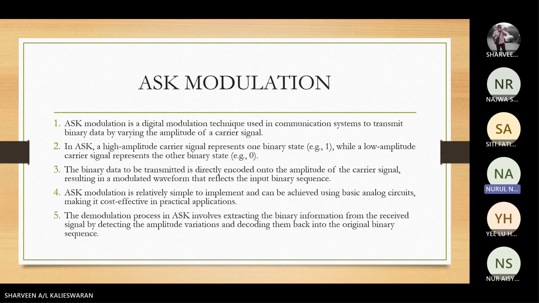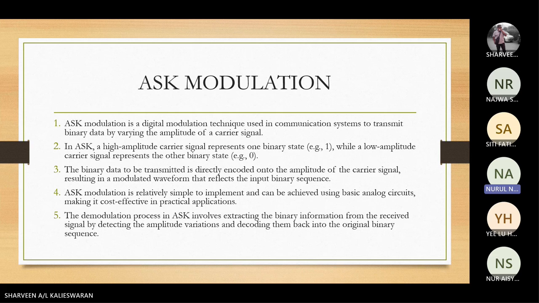B08211036. So I proceed with ASK modulation. ASK modulation is a digital modulation technique used in communication systems to transmit binary data by varying the amplitude of a carrier signal. In ASK, a high amplitude carrier signal represents one binary state, for example 1, while a low amplitude carrier signal represents the other binary state, which is 0.